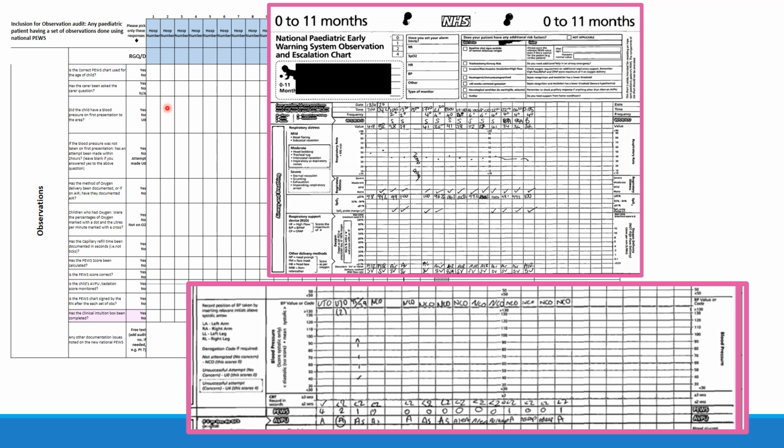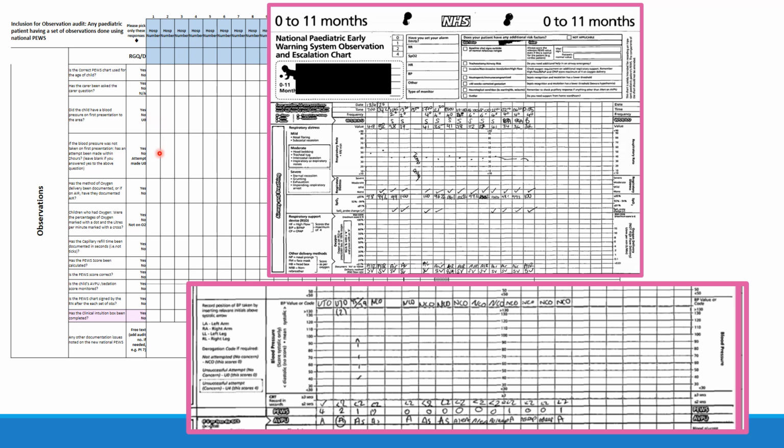Now, the other options that you might see when you're auditing: we go to the first question, did they have a blood pressure on first presentation? If you go to the PEWS chart and you notice that there is nothing here, so there's no blood pressure, no codes, then that means they're non-compliant, so you would write no in this box here.